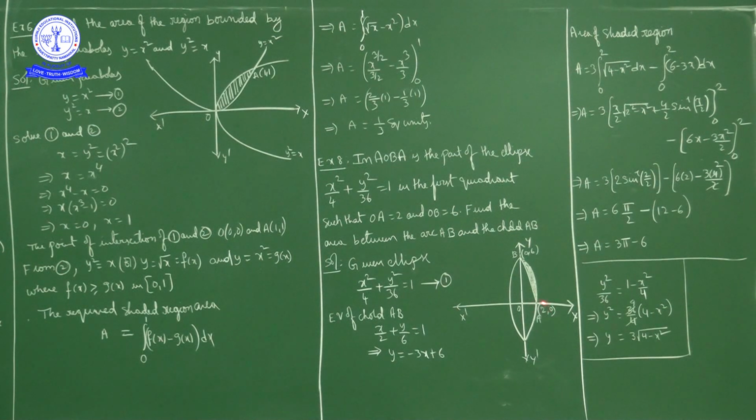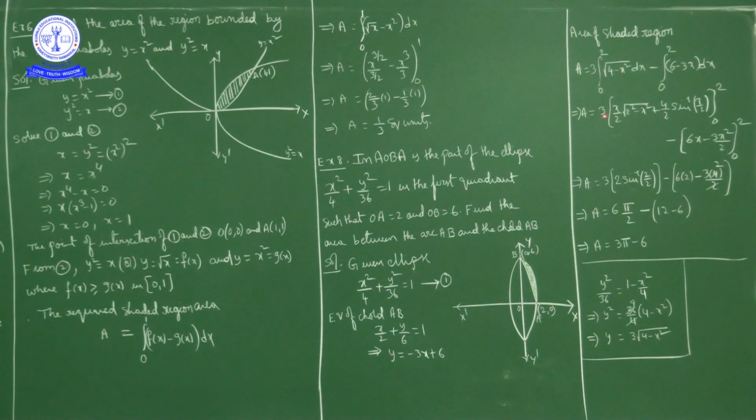How can we find it? 2 comma 0, 0 comma 6, where x intercept is 2 and y intercept is 6. The equation of that chord or line AB is x upon x intercept plus y upon y intercept equal to 1. So on simplification we will get y is equal to minus 3x plus 6. Shaded region area is equal to upper curve area minus lower curve area. So from x square upon 4 plus y square upon 36 is equal to 1, if you simplify, what will we get? y is equal to 3 times square root of 4 minus x square, minus the lower curve y is equal to minus 3x plus 6. Limits are 0 to 2.